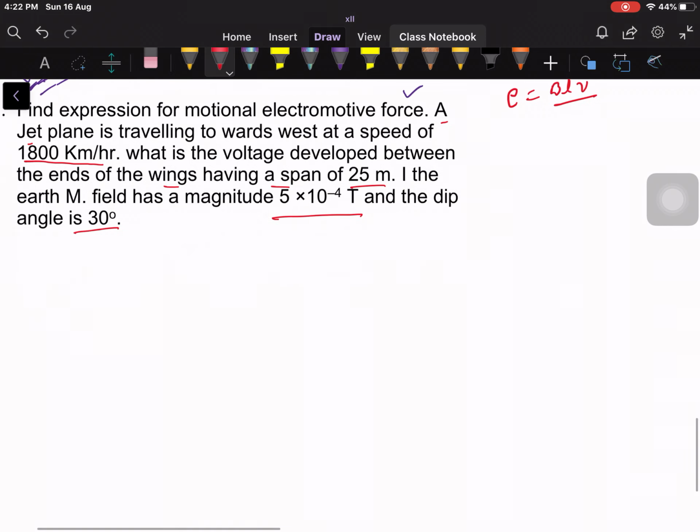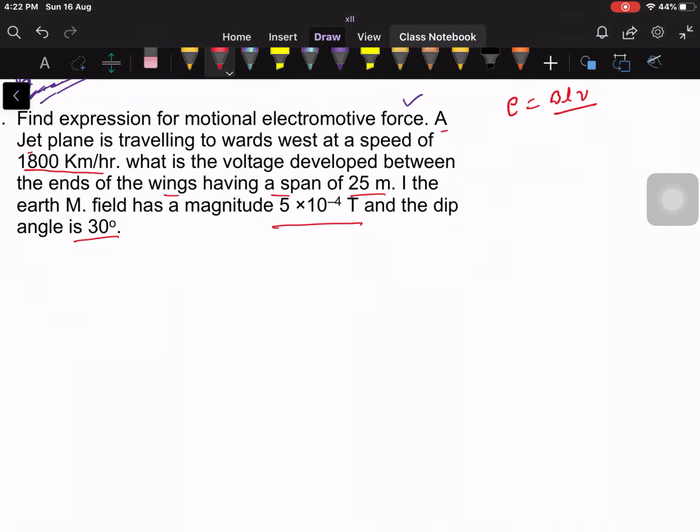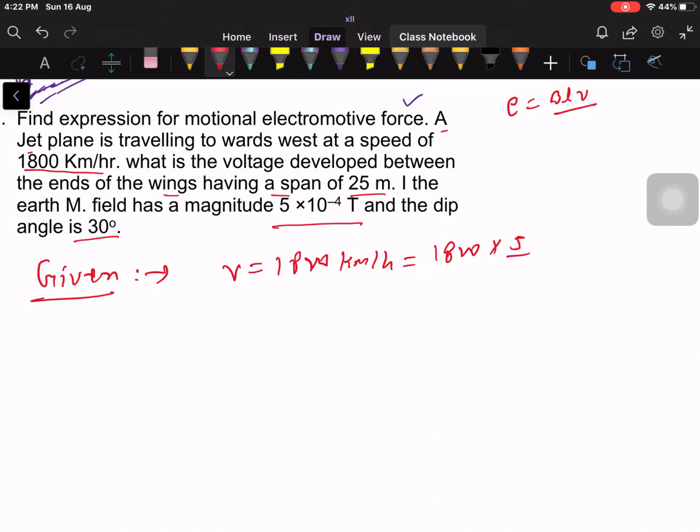Okay, let's see. First of all, I'm going to list out what are the things which are given to us. The first one given is the speed or velocity, 1800 kilometer per hour, and at the same time I'm changing it into meter per second. We all know that we have to multiply it by 5 by 18, that is 100, and simply it is 500 meter per second.